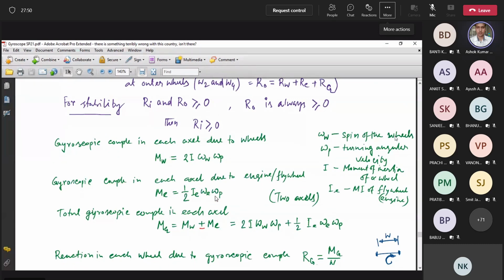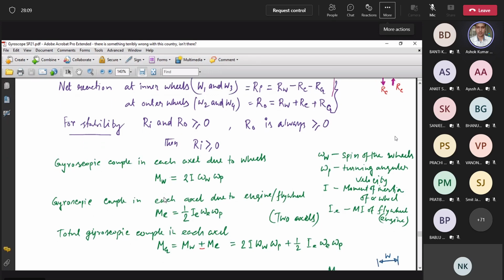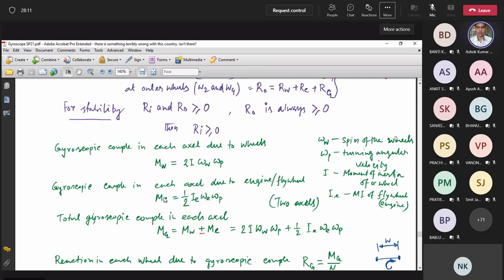So let us now find out the expressions for RG and RC. RW we have already obtained. Now we will find out RC and RG. First, let us consider RG, the gyroscopic couple in each axle. In each axle there are two wheels, right? In each axle, what is the gyroscopic couple?